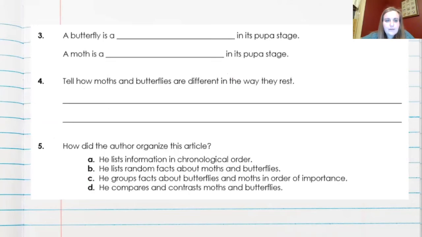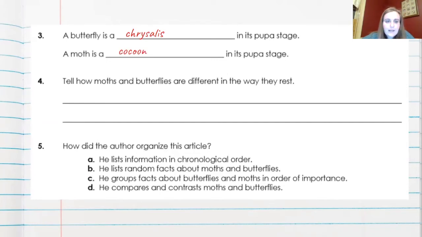Number 3, a butterfly is a blank in its pupa stage. A moth is a blank in its pupa stage. See if you can think back to what those terms were, or you might have written it down on your graphic organizer. Pause the video, get your answer written down, and then I'll tell you the answer in a second. All right, a butterfly is a chrysalis in its pupa stage. A moth is a cocoon in its pupa stage.